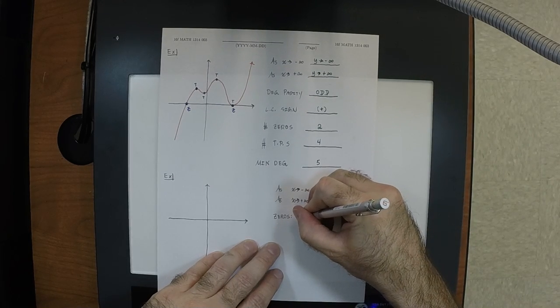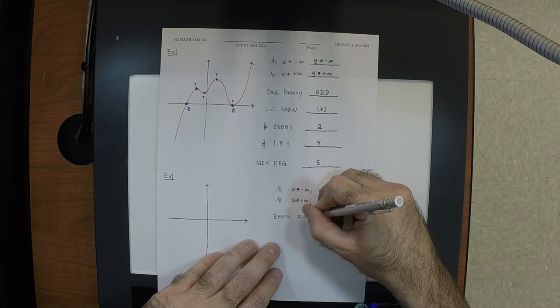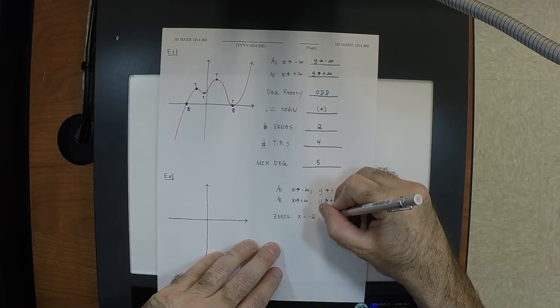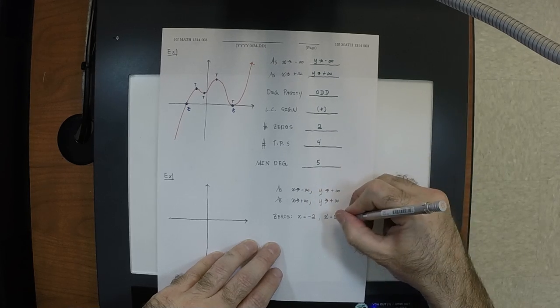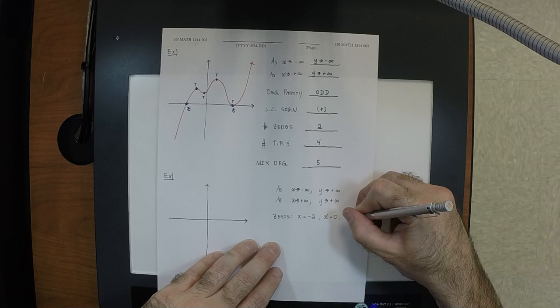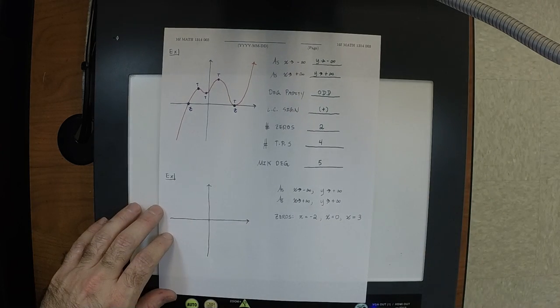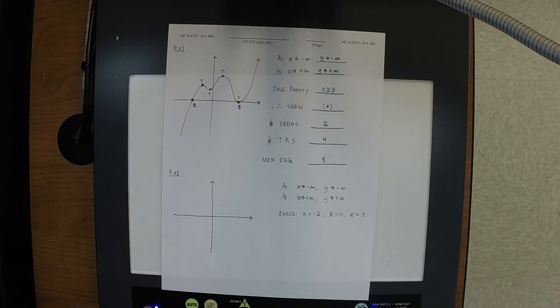So the zeros are, say, x is negative 2, x is 0, and how about x is 3. Okay. And what I want you to do is draw a picture that does this. Okay, let's think about it for a minute.